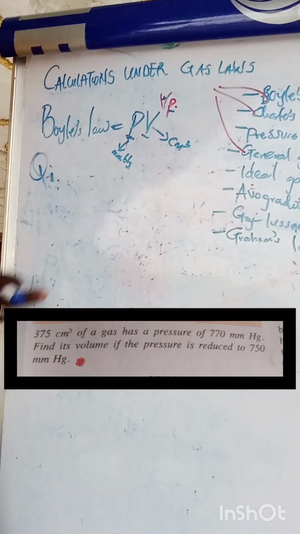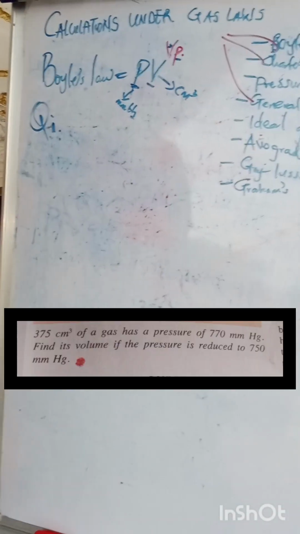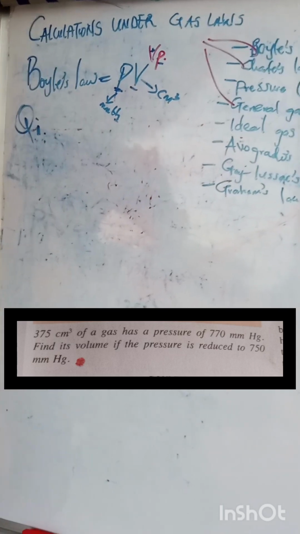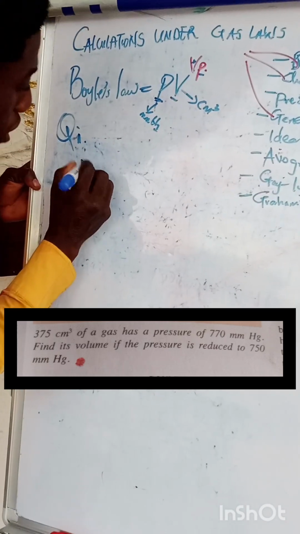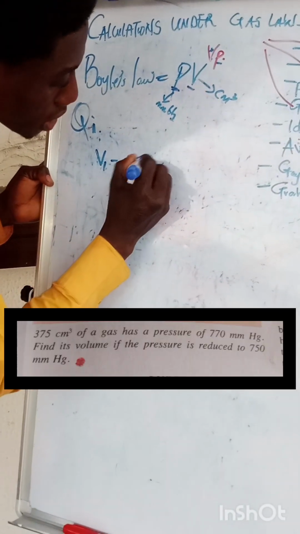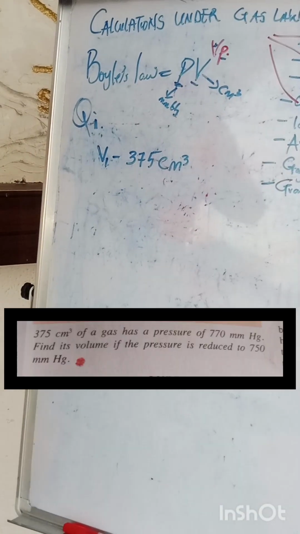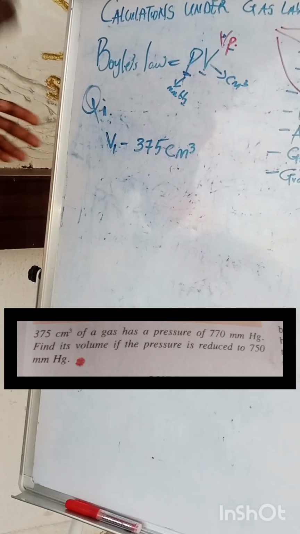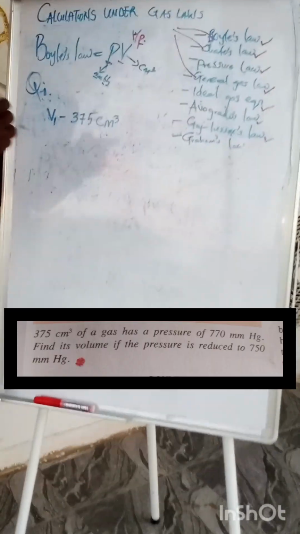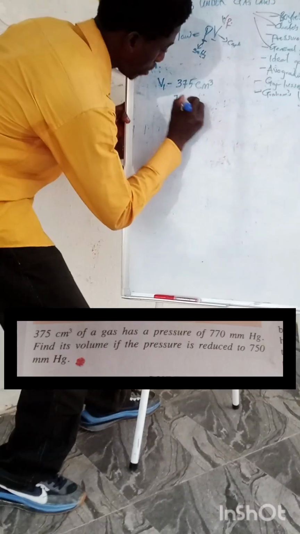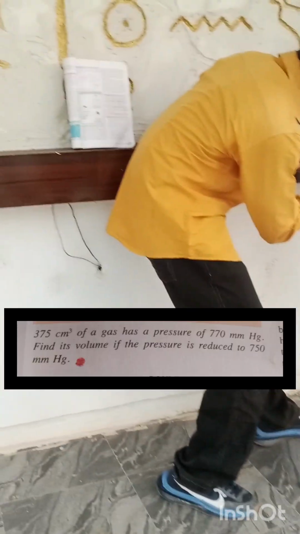So here the question says 375 centimeter cube of a gas. That is actually telling you that is your volume, centimeter cube now. So your V1 is 375 what? Centimeter cube. Let's continue the question. It has a pressure of 770 millimeter mercury. Millimeter mercury here is telling you that is your pressure. So 770 millimeter mercury is our P1.